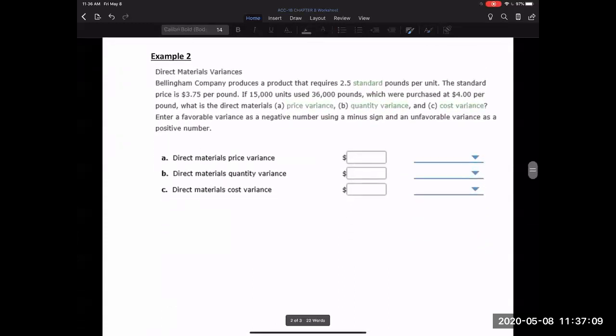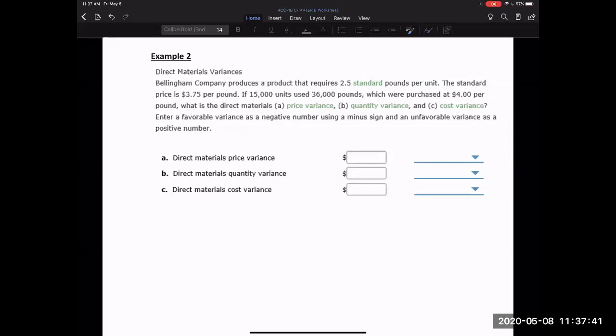All right, so it says Billingham Company produces a product that requires 2.5 standard pounds per unit. The standard price is $3.75 per pound. If 15,000 units use 36,000 pounds, which were purchased at $4 per pound, what is the direct materials price variance, the quantity variance, and the cost variance?